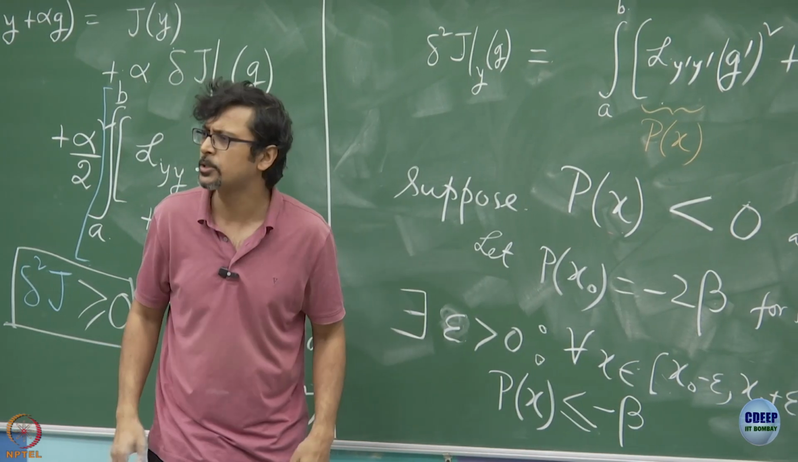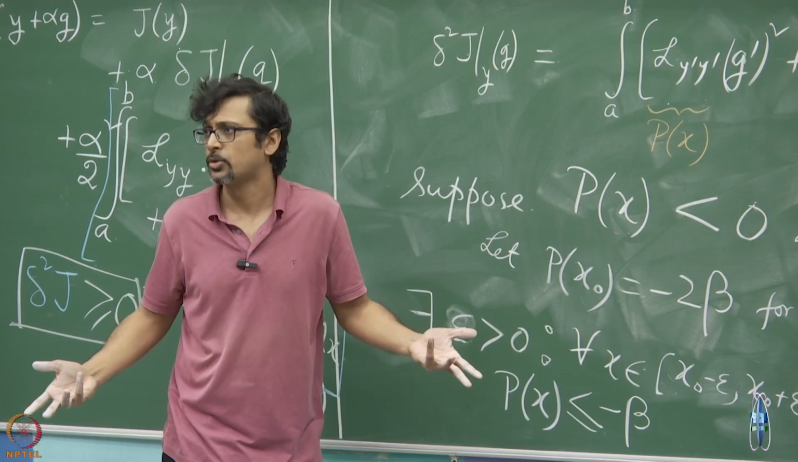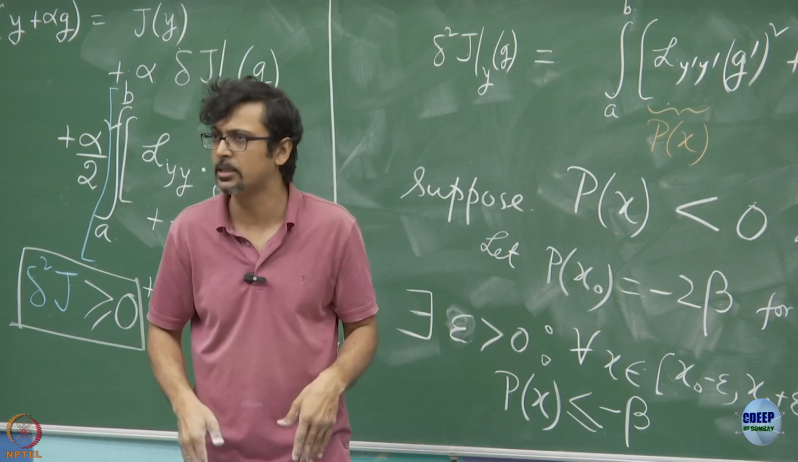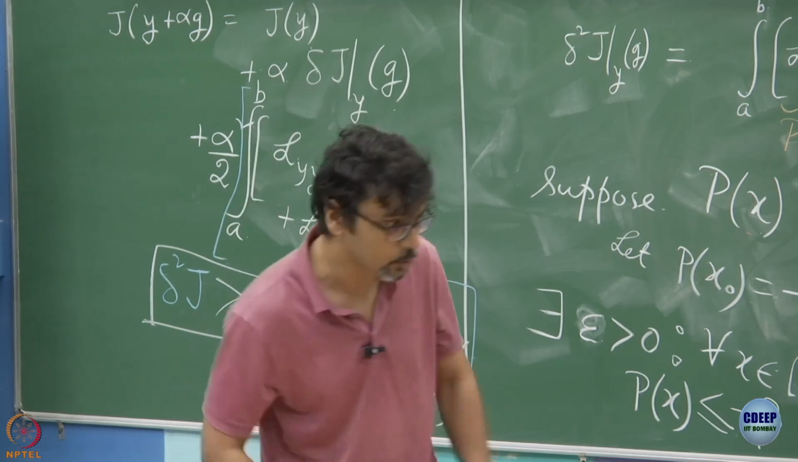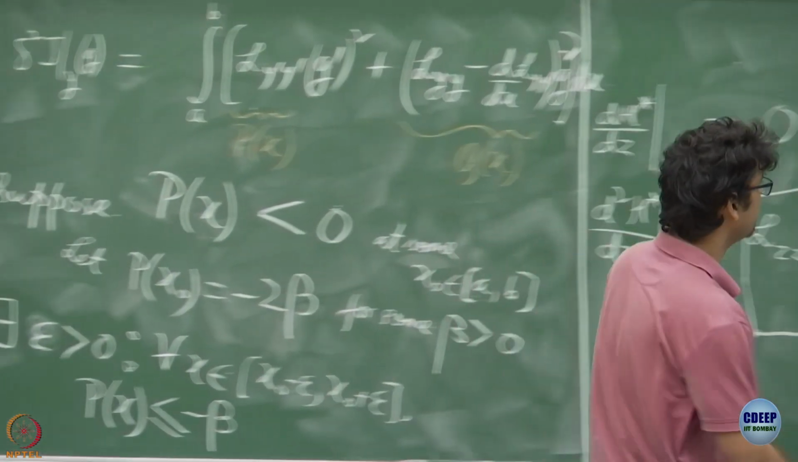You can choose a smaller epsilon than that, of course it will work. So there's no restriction on how small you can make this epsilon. Once you have found one epsilon, you can keep making that epsilon smaller. And that is a very crucial bit here, because of what we are going to see next.